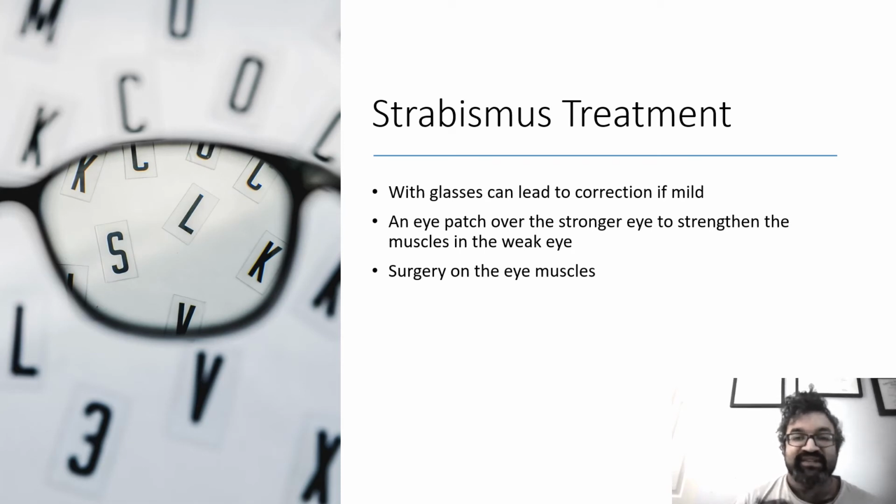What's the treatment? Well, as I said earlier, glasses can lead to correction if it's mild. Sometimes what's recommended, and I've heard this a lot, is an eye patch over the stronger eye to strengthen the muscles in the weak eye. And then there's surgery on the eye muscles.